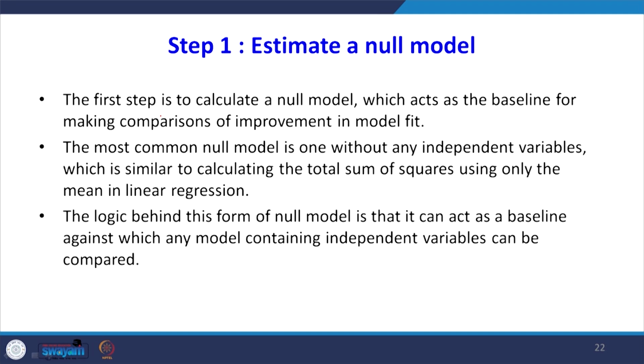The first step is to estimate the null model. What is a null model? The first step is to calculate a null model, which acts as a baseline for making comparison of improvement in the model fit. The most common null model is one without any independent variables, which is similar to calculating the total sum of squares using only the mean in linear regression. It is like y bar. The logic behind this form of null model is that it can act as a baseline against which any model containing independent variables can be compared.